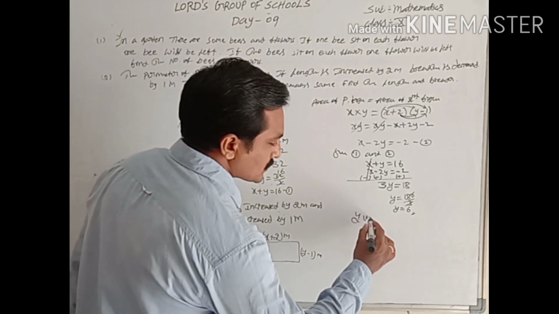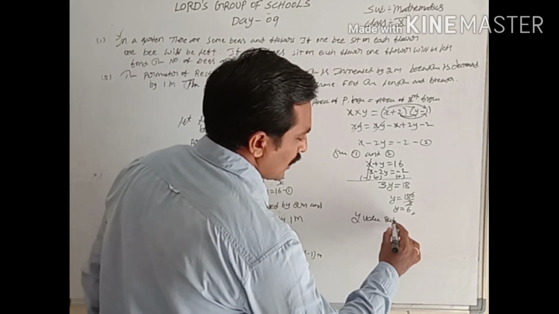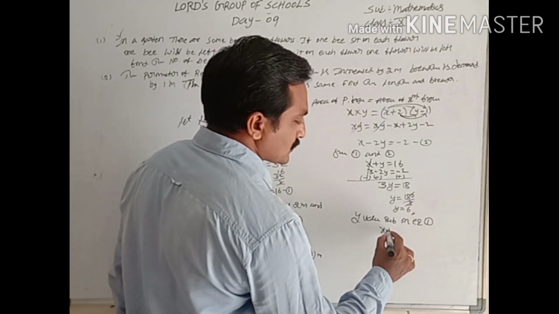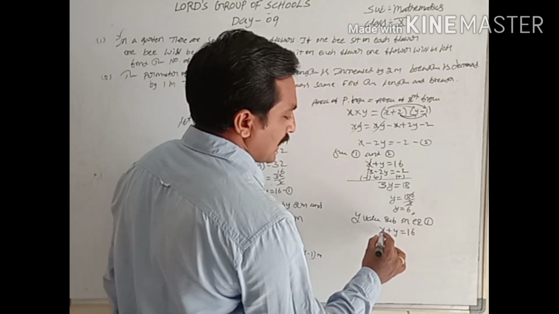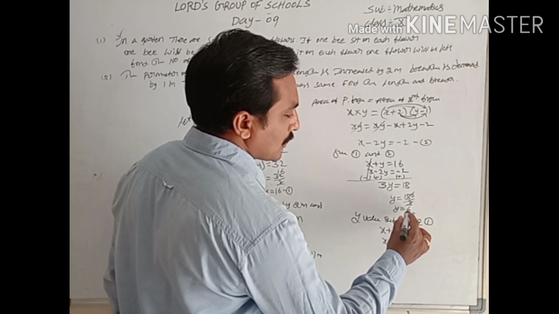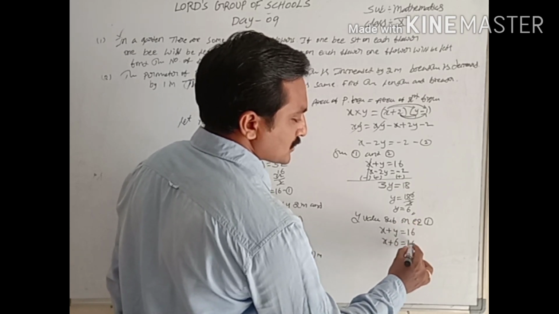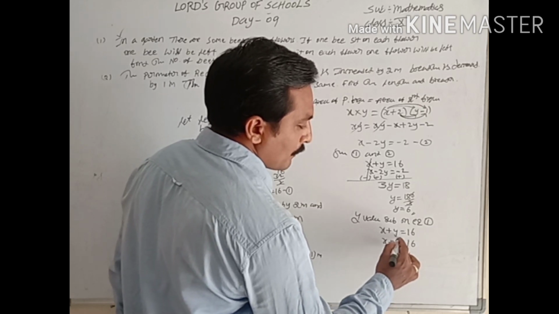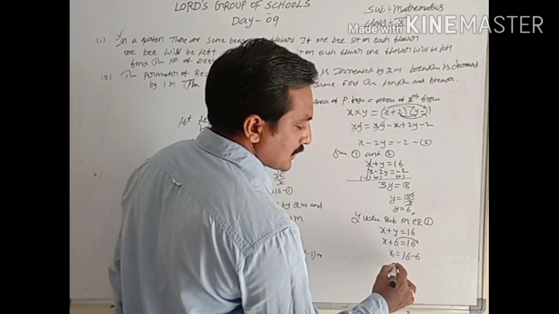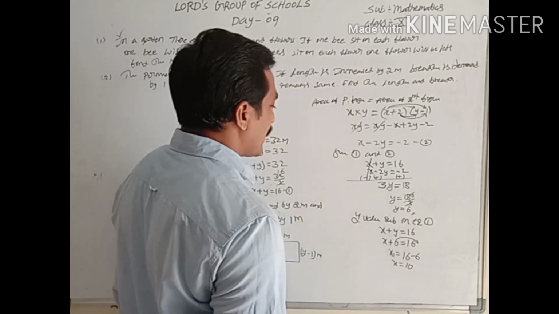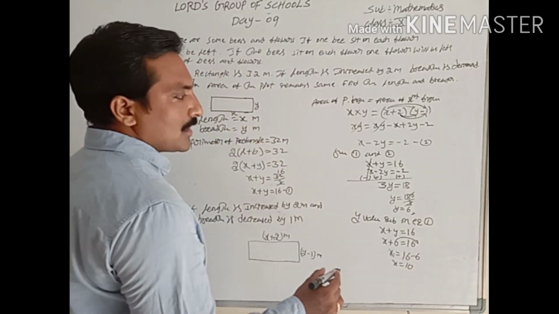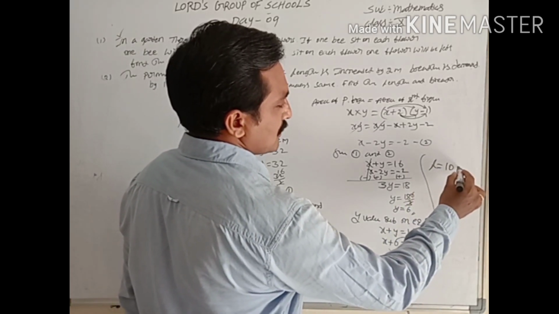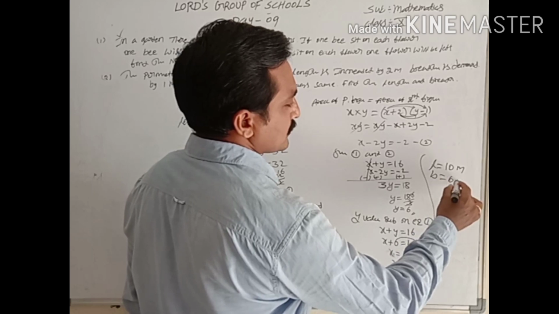Now substitute the y value in equation 1: x + y = 16. Here x stays as it is, and in place of y write 6, so x + 6 = 16. What is left is x; the 6 goes to the other side as minus 6, so x = 10. Here x represents the length. Therefore, length is 10 meters and breadth is 6 meters.